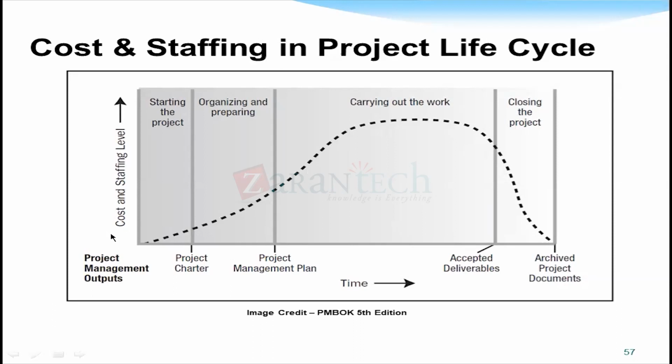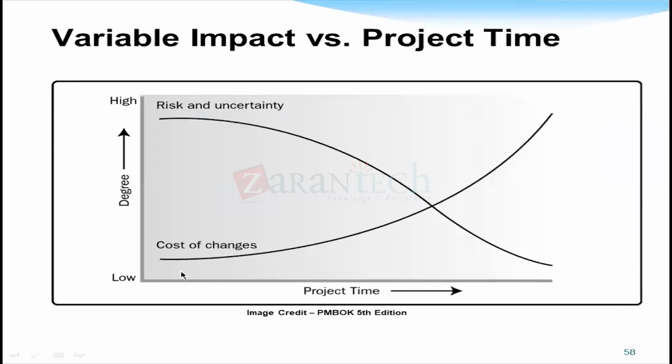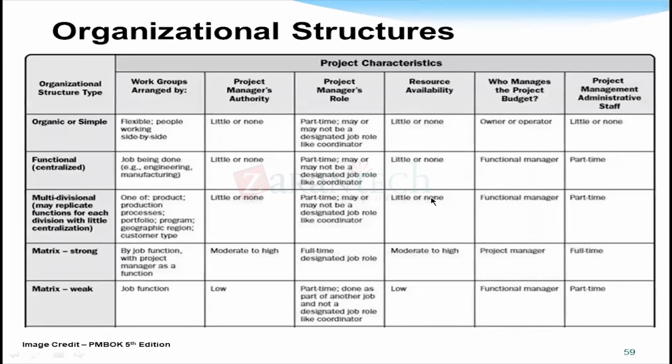This graph indicates the cost of the staff at different phases of the project. This is one more: as time increases, cost increases. At the starting of the project, the risks are high. As time decreases, the cost decreases. This is also one way of looking at it. Therefore, all these we should have.